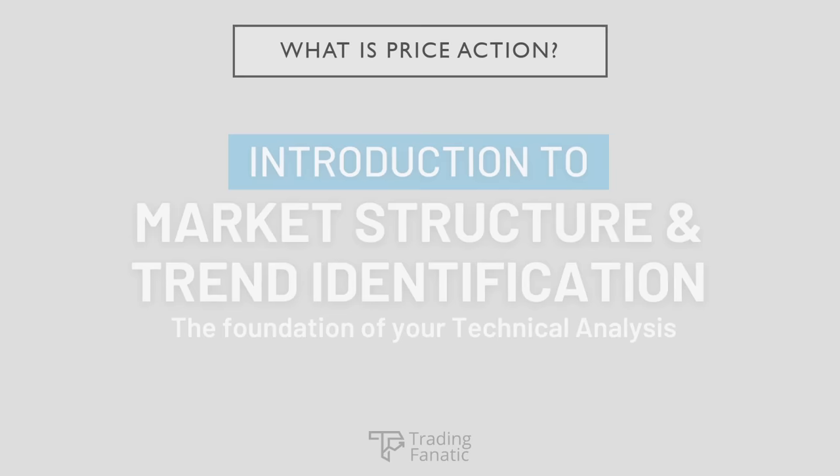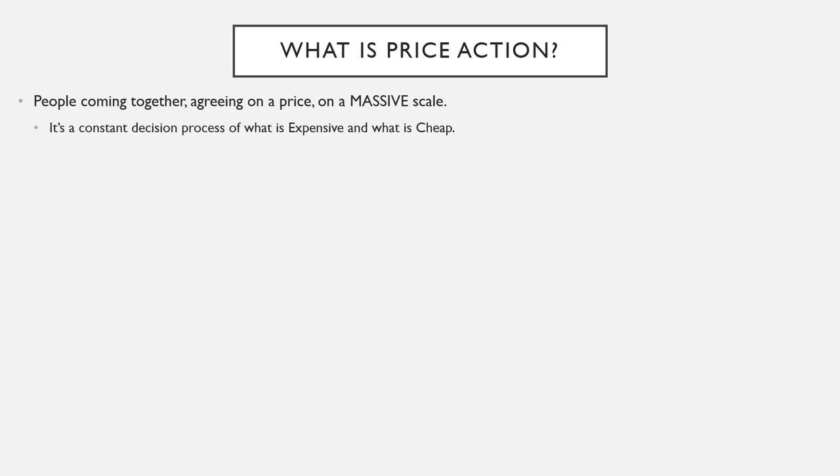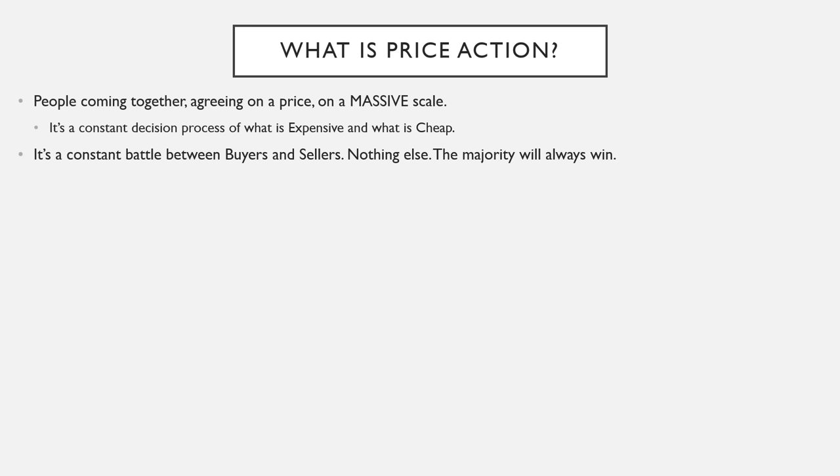Let's have a look. Price action is when people come together and agree on a price, but on a massive scale. There is a constant decision process between what is expensive and what is cheap. The market goes up, it's expensive, so the market goes down. It's cheap, so the market goes up, right? There is that constant battle between buyers and sellers, between supply and demand, and there is nothing else.